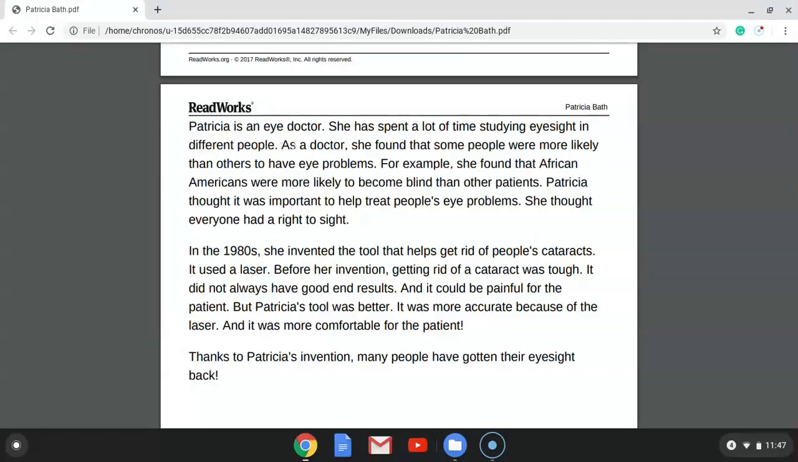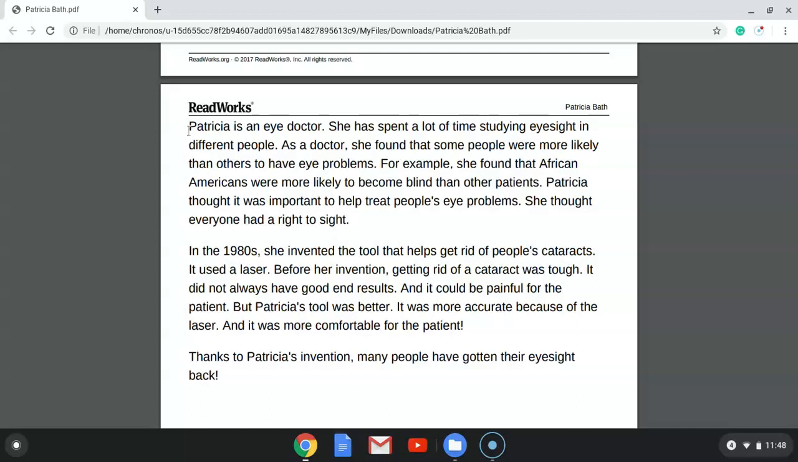Patricia is an eye doctor. She has spent a lot of time studying eyesight in different people. As a doctor, she found that some people were more likely than others to have eye problems. I have a question. What kind of doctor is Patricia Bath?